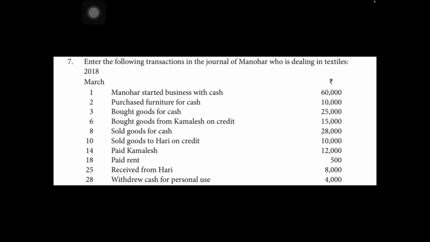On 8th, sold goods for cash rupees 28,000. On 10th, sold goods to Hari on credit rupees 10,000. 14th, paid Kamalesh rupees 12,000. 18th, paid rent rupees 500. On 25th, received from Hari rupees 8,000. And on 28th, withdrew cash for personal use rupees 4,000.